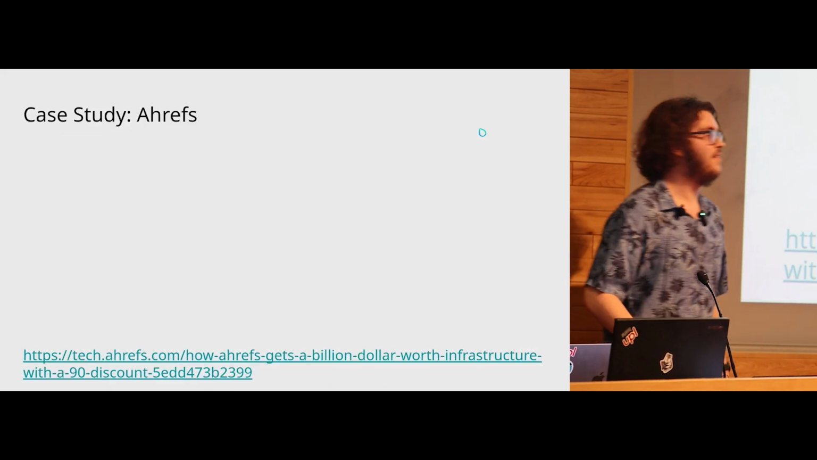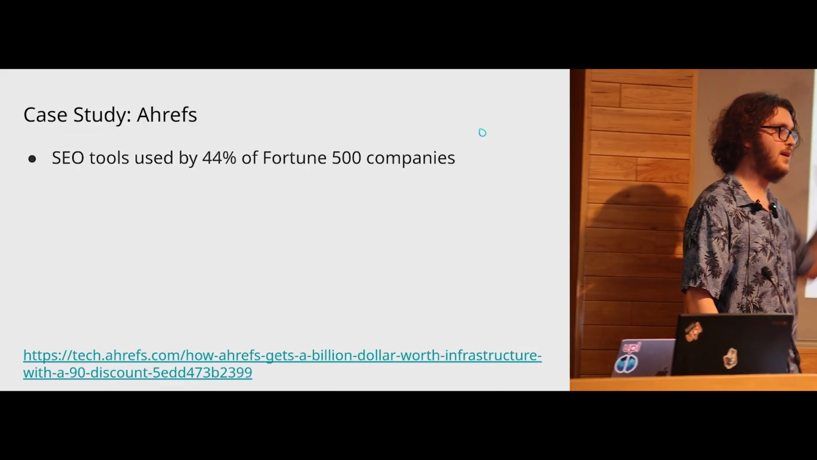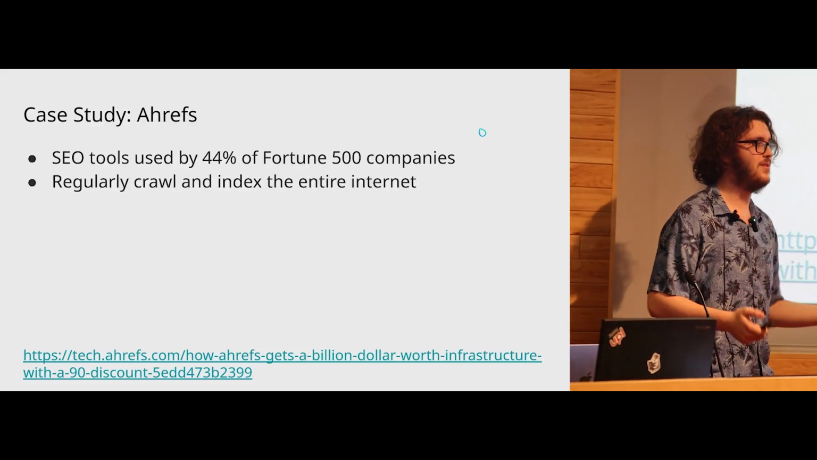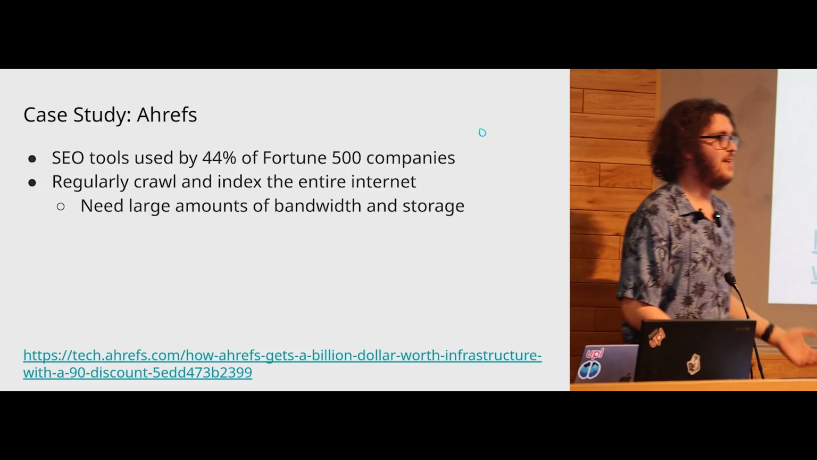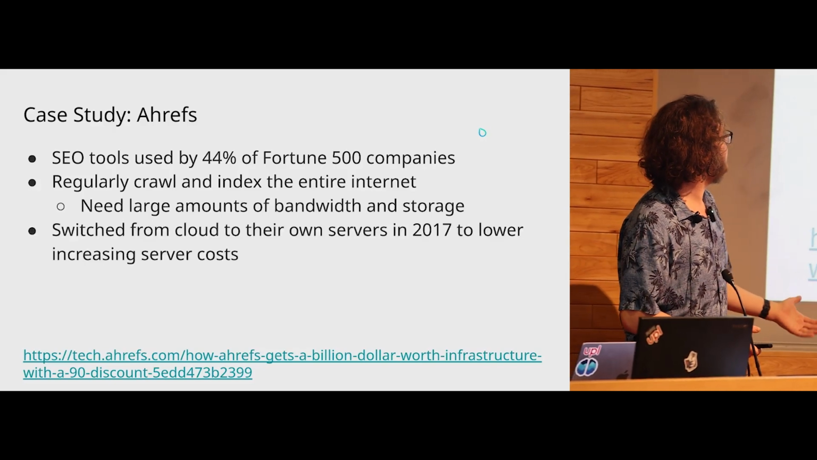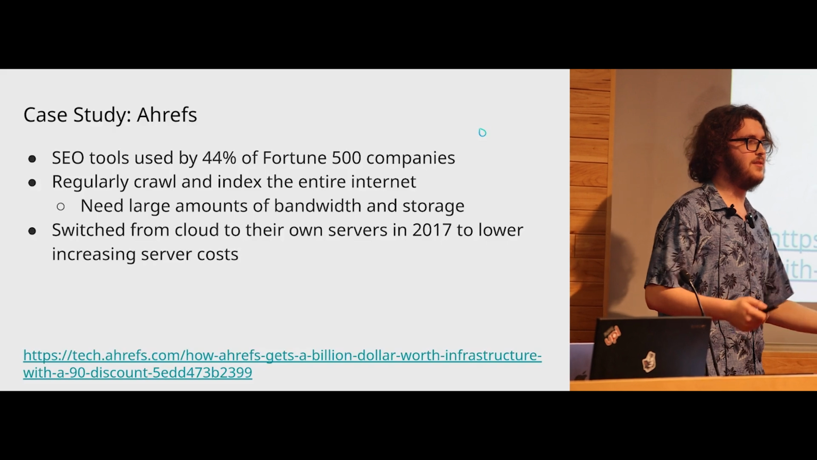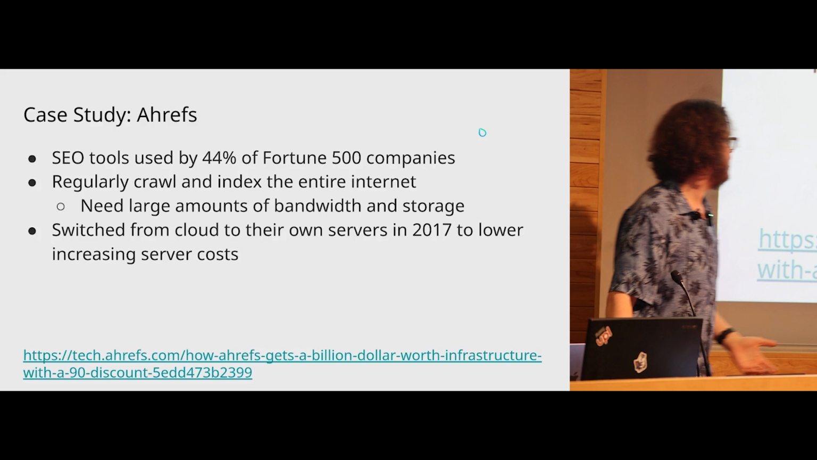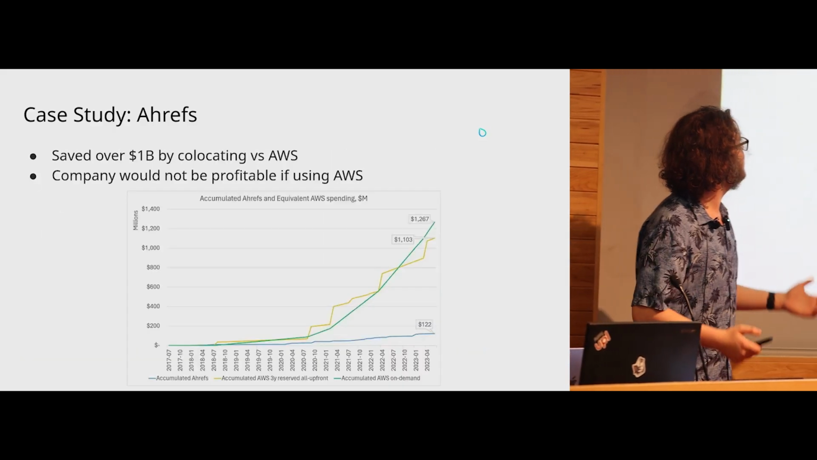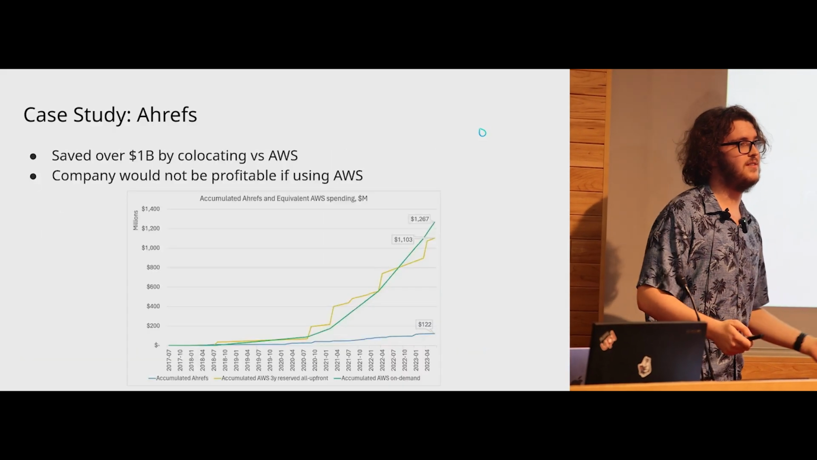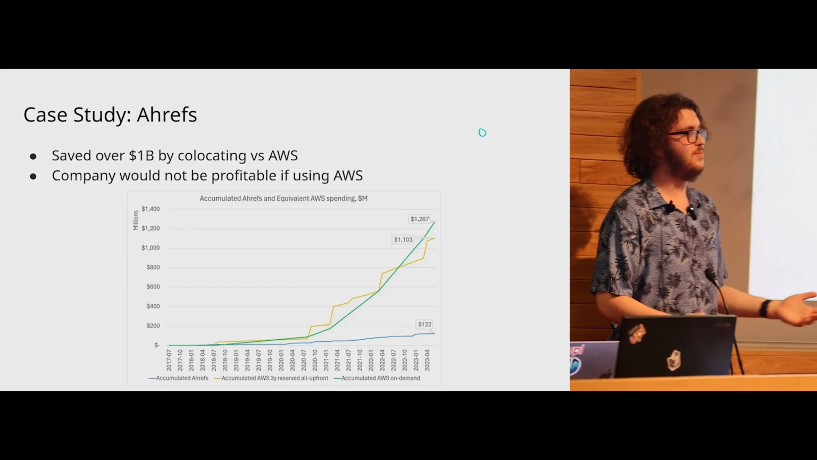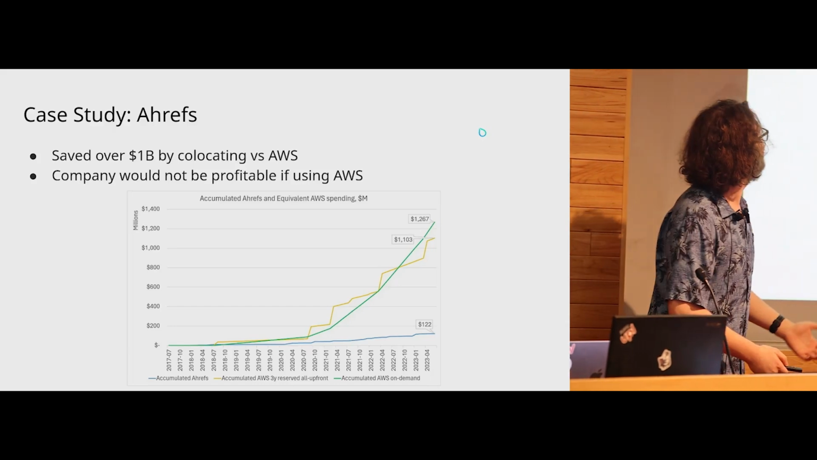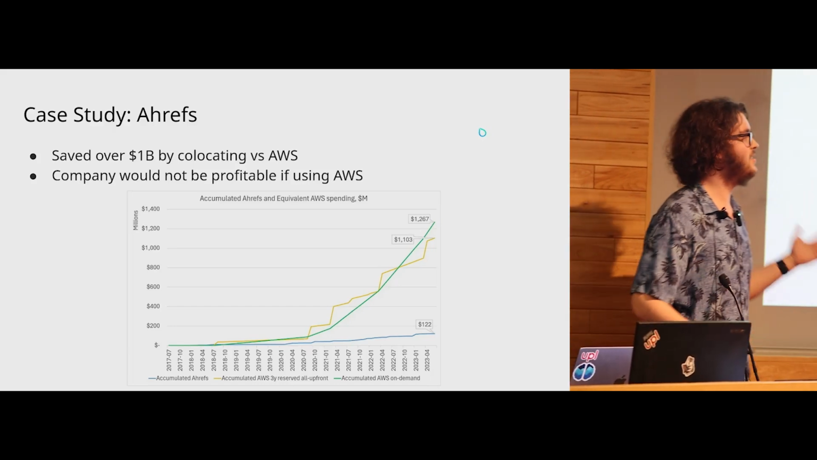And so another example is Ahrefs. Ahrefs makes SEO tools used by half of Fortune 500 companies. And so to do this, they've got to scrape and store the entire internet. And this takes a lot of bandwidth and storage. And so what they found was, instead of continuing to use the trendy hip cloud, they started using their own servers in 2017 to lower server costs. And what they found was they saved almost over $1 billion by using their own servers instead of AWS. And so while this wouldn't have necessarily been an obvious solution, it was highly effective in saving them money, and they wouldn't have even been profitable if they had continued using AWS.